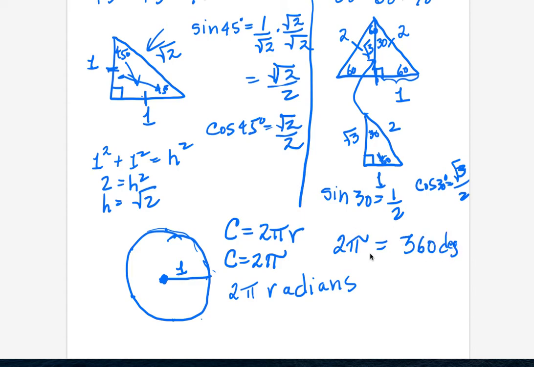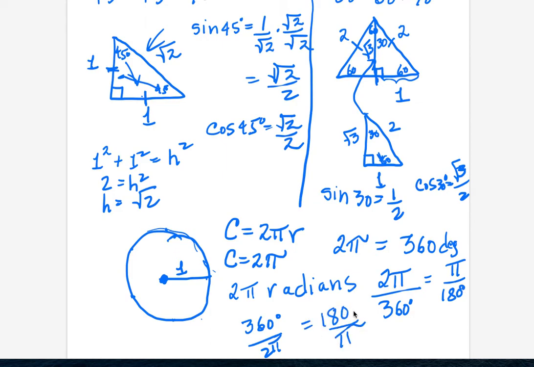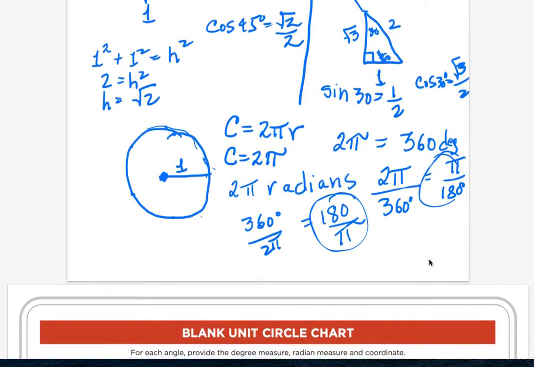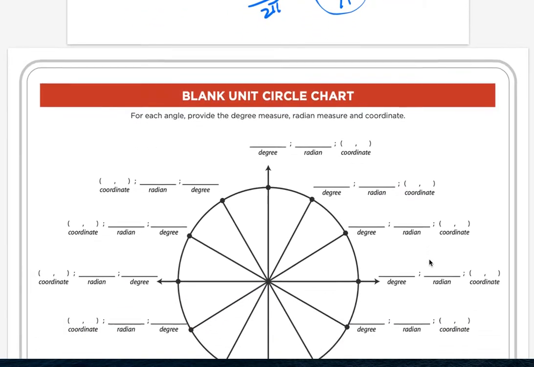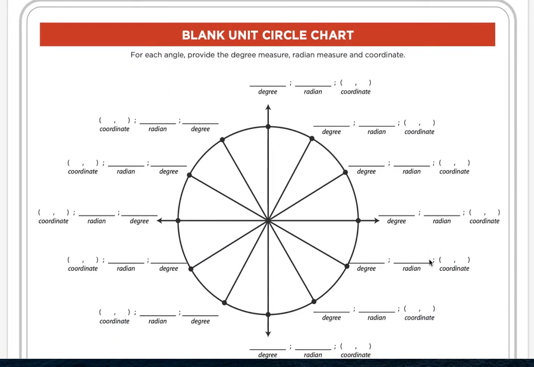Okay. So if you ever want to do a conversion factor, you're going to say there's 2 pi radians and 360 degrees. Or if you're converting the other way around, you're going to say 360 degrees and 2 pi radians. Of course, when we simplify this out, we end up with pi over 180, or we end up with 180 over pi. And so you use these as your conversion factors when you're converting back and forth between degrees and radians, depending on how you want to put your answer down.